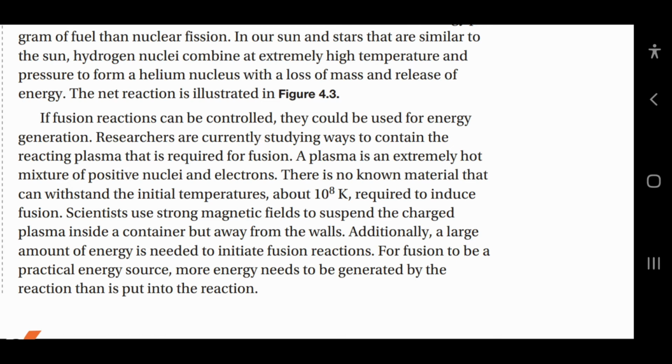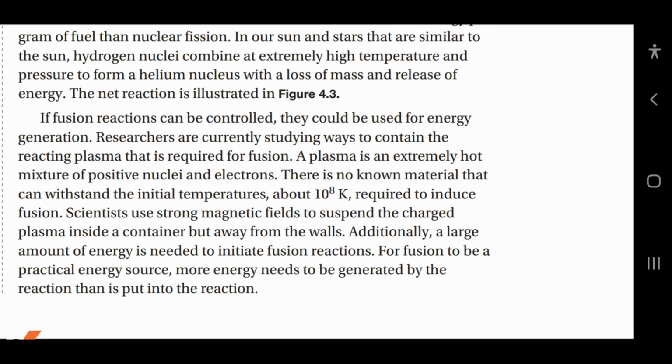Now, scientists are studying ways to contain the reacting plasma that is required for fusion. And plasma is an extremely hot mixture of positive nuclei and electrons, and there is no known material that can withstand the initial temperature, which is about 10^8 Kelvin, required to induce fusion. Scientists use a strong magnetic field to suspend the charged plasma inside a container, but away from the walls.